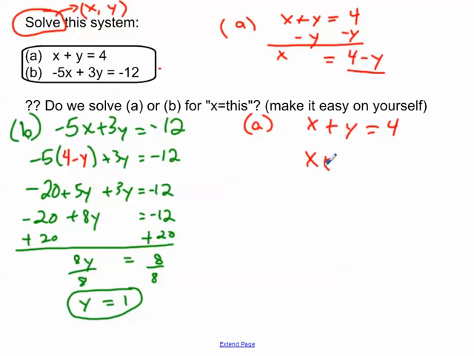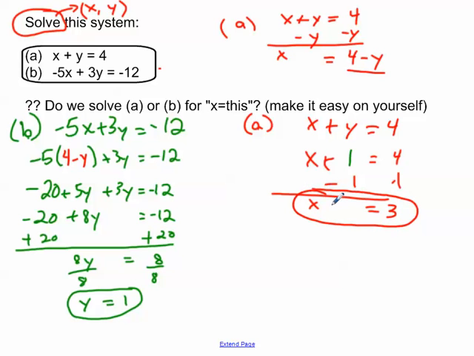X plus, green, y equals 1 equals 4. Subtract 1, subtract 1. X equals, plus 1 minus 1 goes away. 4 minus 1 is 3. And there's our solution. X equals 3.